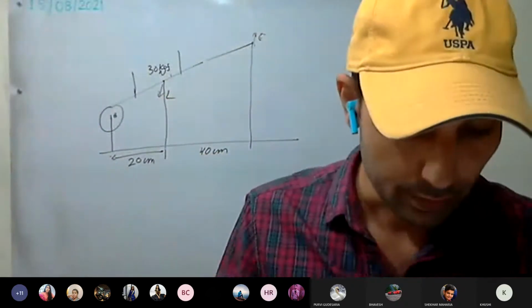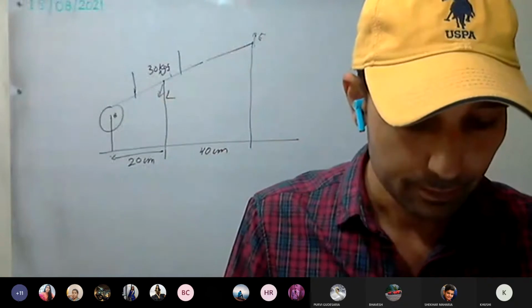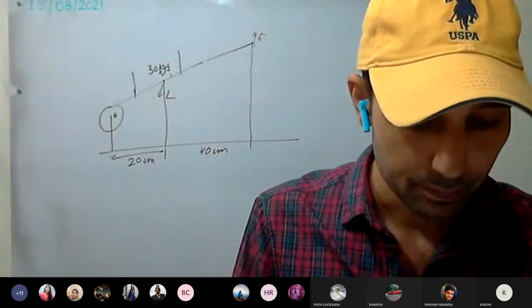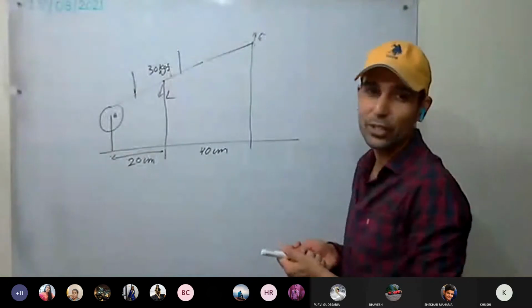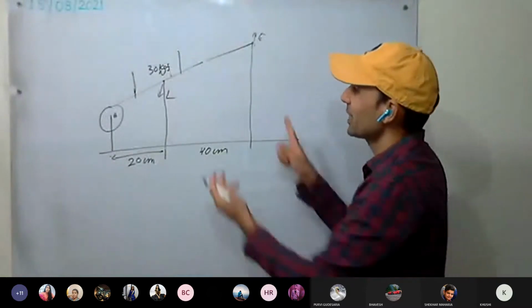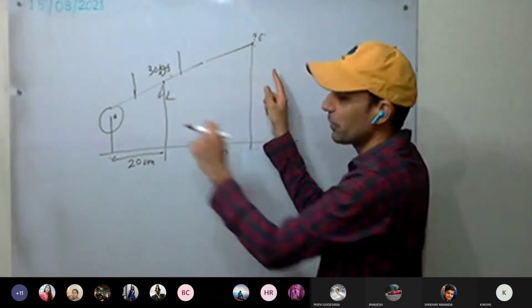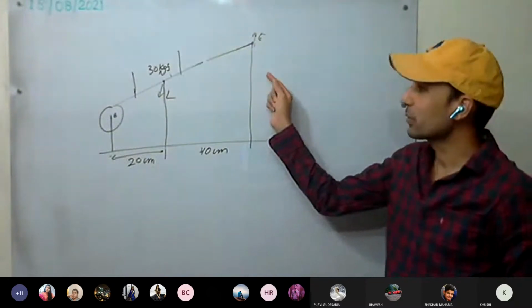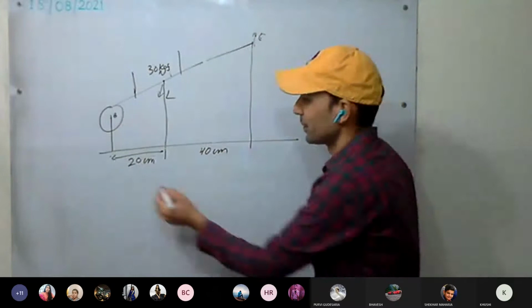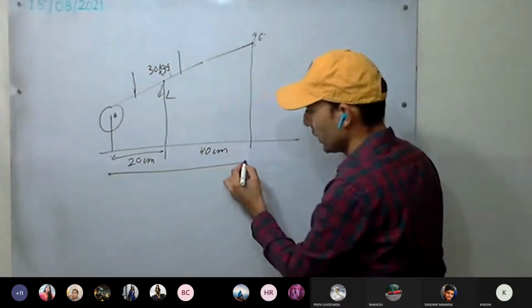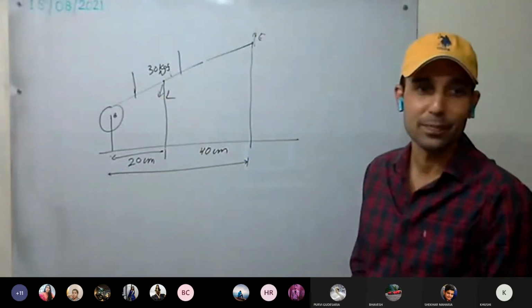This is 40 centimeters. What is that AC? Effort arm? No. AC is not the effort arm. Effort arm we take from where? See, a distance from the fulcrum. So what will be the effort arm? From here to here. This is the effort arm.